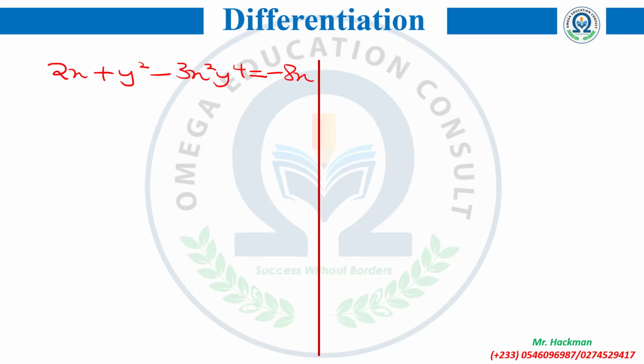You can see that so far, even the one with the product, the coefficient has all along been either 1 or minus 1. But we are going to look at a situation where the coefficient is not any of these two values. So I'm going to have d/dx of 2x plus y squared minus 3x squared y to the power 4 is equal to d/dx of what I have here, which is minus 8x. Is that clear?